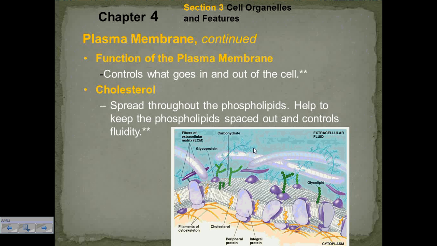All right, so function of the plasma membrane. See where it says big bold function? Controlling what goes in and what goes out of the cell. And we consider this plasma membrane to be selectively permeable. Have you ever heard of that word before? Or two words, I guess? What's selective? You're selective about it. You're choosy, you're picky.